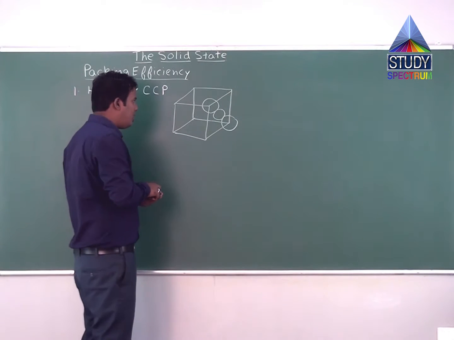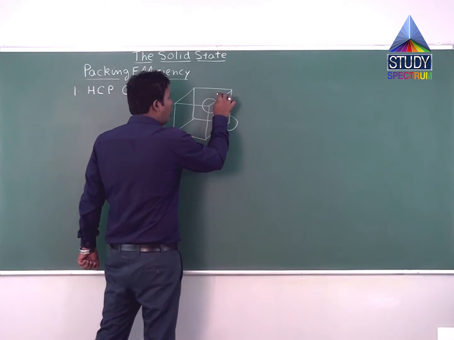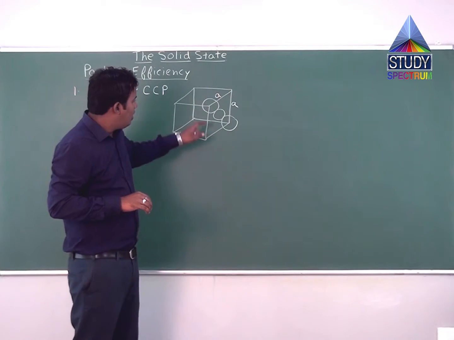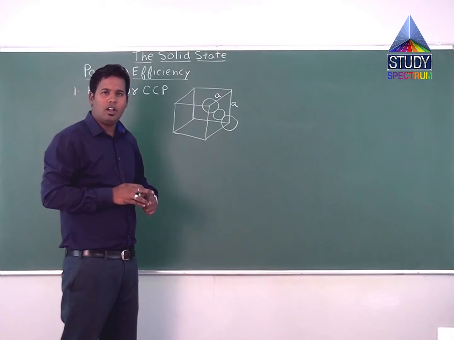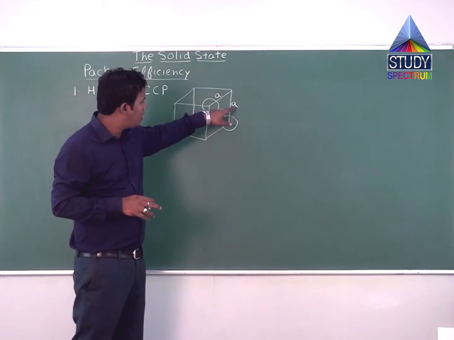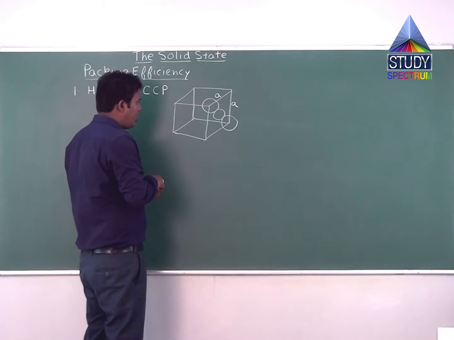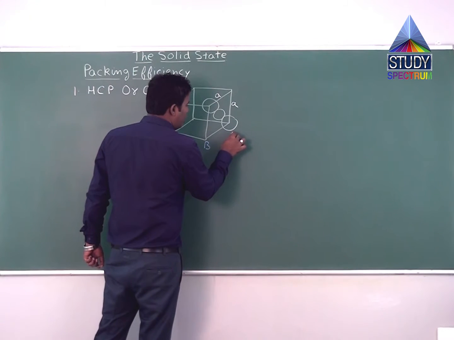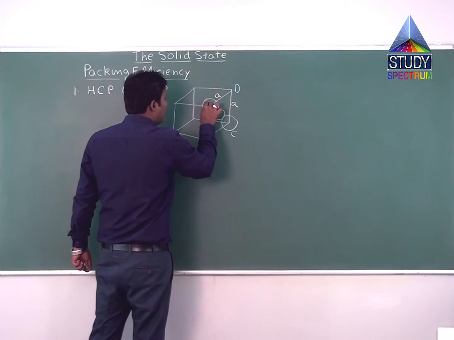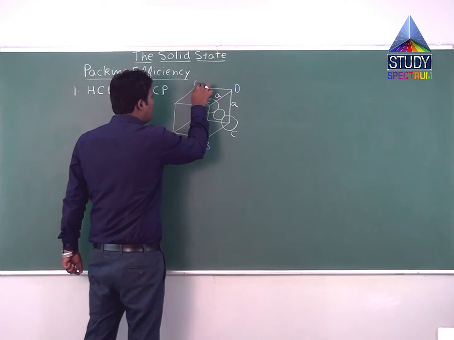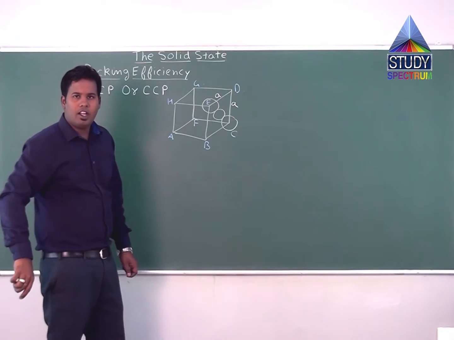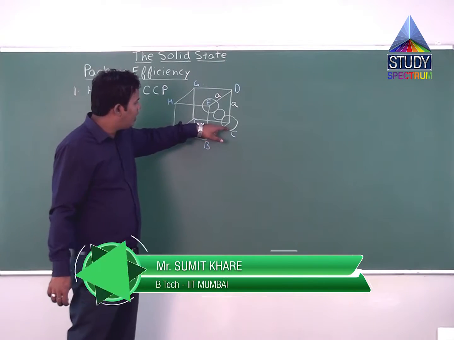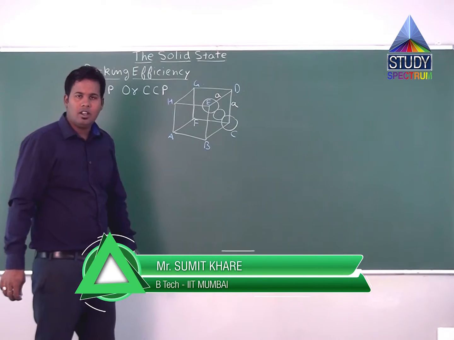Now suppose the edge length of this cube is represented by small a, then the angle between any two edges is actually 90 degrees. So if I take this face, suppose I name the corners of this cube as A, B, C, D, E, F, G, H respectively, then the angle between the edge length CD and ED is 90 degrees.